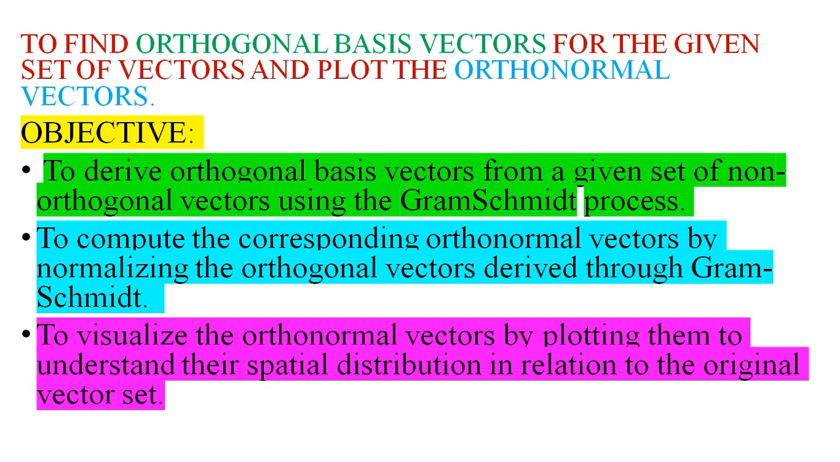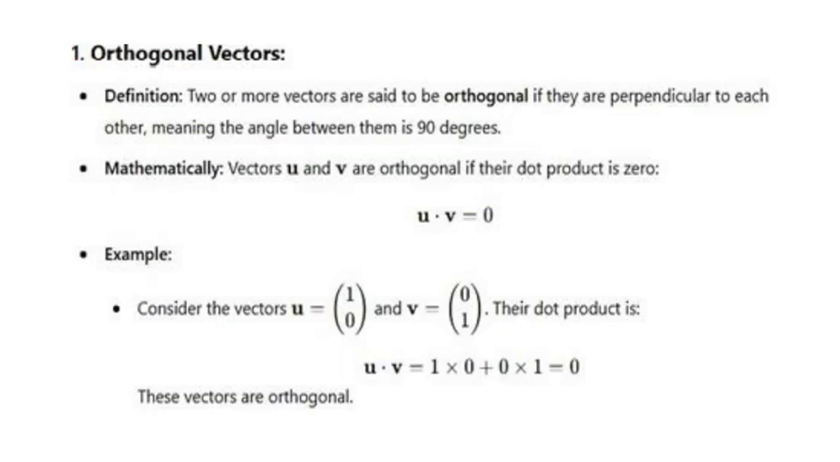So let us discuss what orthogonal vectors are. Two or more vectors are said to be orthogonal if they are perpendicular to each other. The meaning is that the angle between them is 90 degrees. Mathematically, we can say the dot product between vector u and vector v equals 0. Let us take a simple example. Vector u has elements 1 and 0 and v has elements 0 and 1. The dot product equals 0.